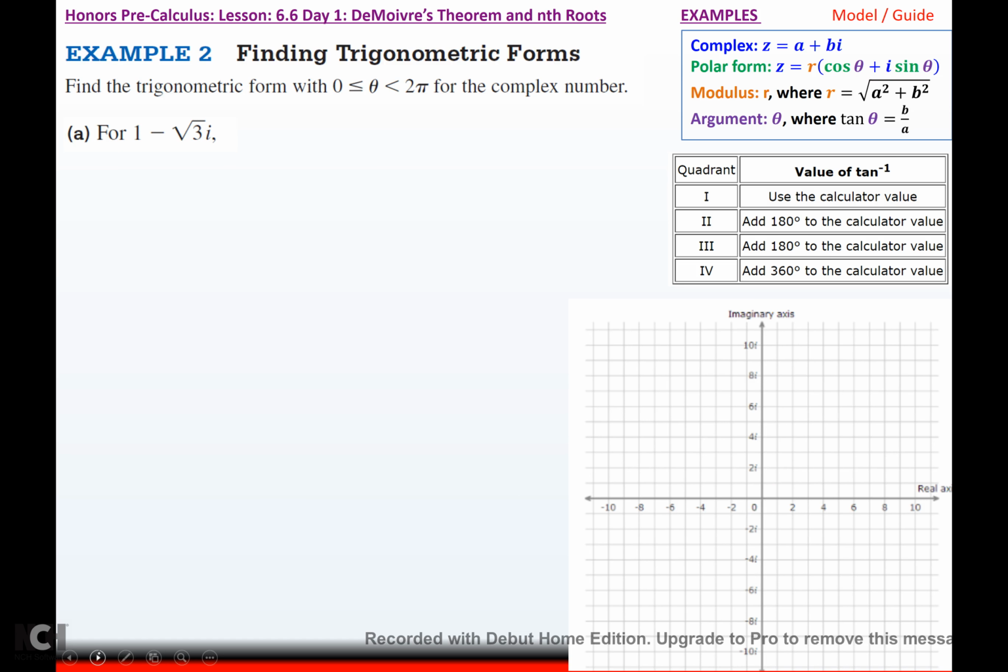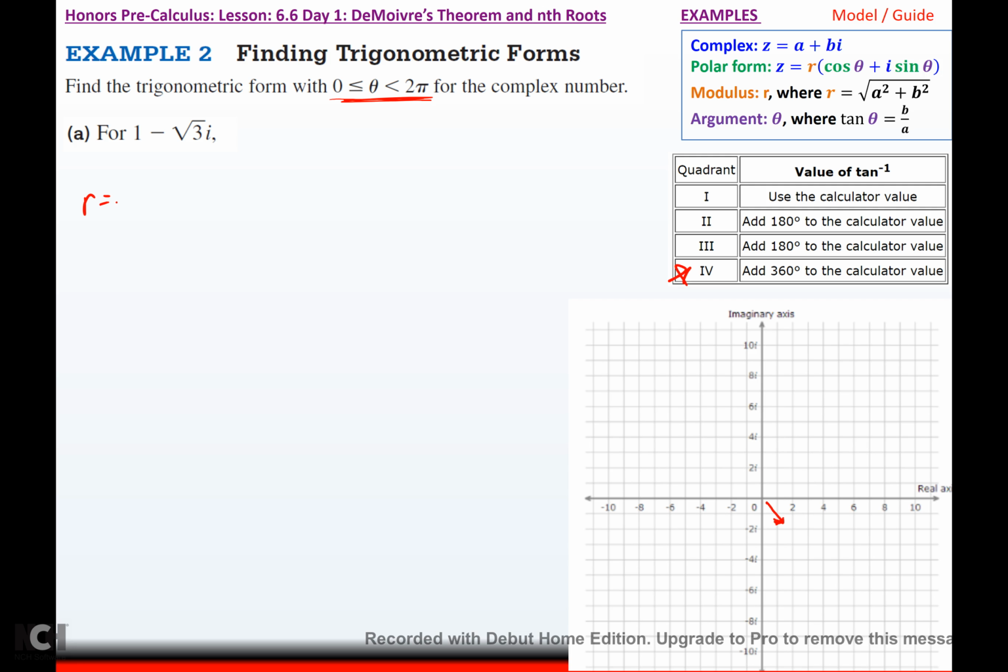If we do the next one, on the last one I really didn't know if they wanted degrees or radians because it didn't give me any restrictions. But on this one, because they're saying theta is between 0 and 2 pi, I know for sure they want this in radians. So again, I gotta plot it. So 1 right and negative square root of 3 down, which is a little more than 1.5 something. So we're in quadrant 4.